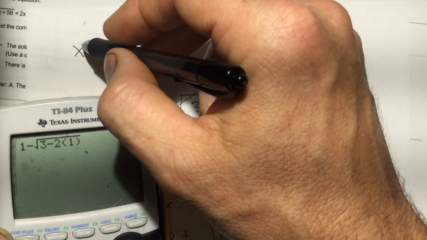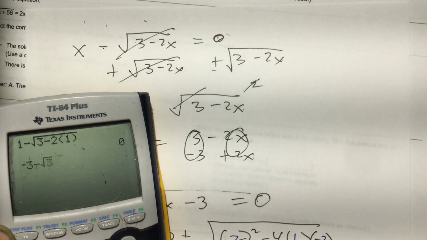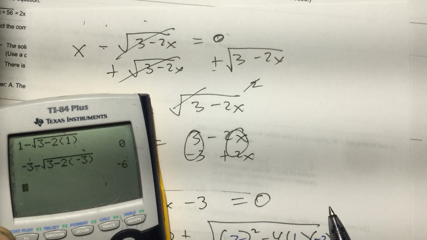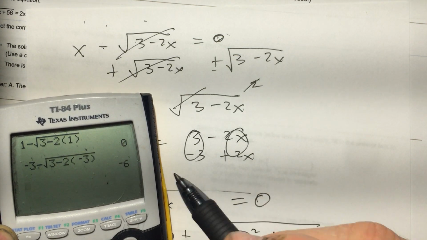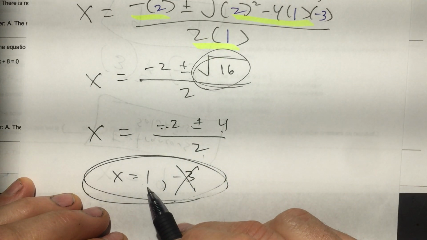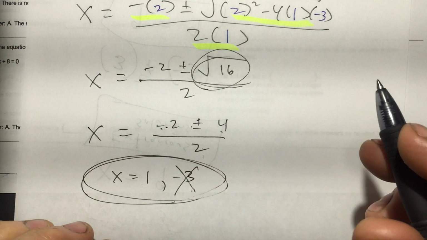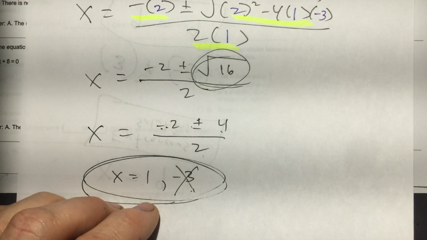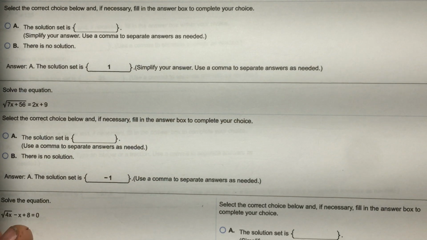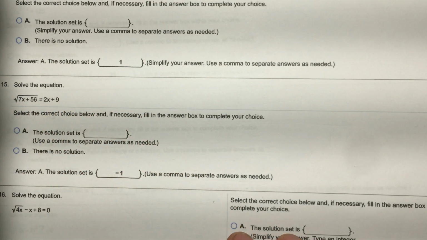What about negative 3? So I put negative 3 in for x. So negative 3 minus, in my radical, I've got 3 minus 2 times negative 3. Oh, look there, I don't get 0. I get negative 6. So this one's extraneous, so we got to take it out. 1 worked, but negative 3 didn't. You got to check them, because sometimes one of them's extraneous and sometimes both of them are. And then sometimes neither one of them are. So you got to check them. Okay, so we'll do another one like this right here.